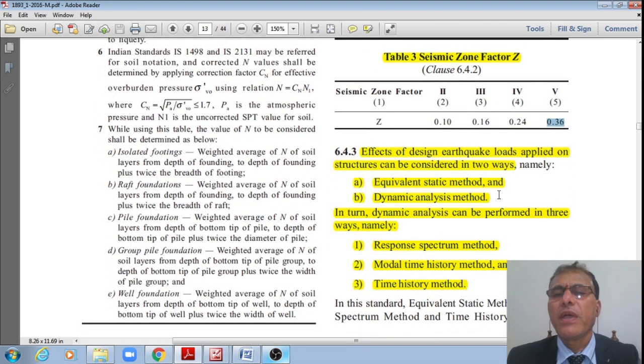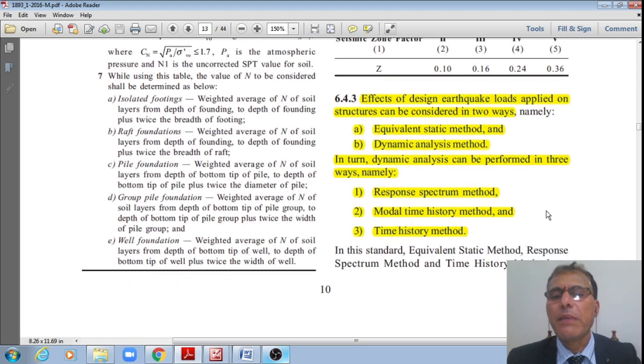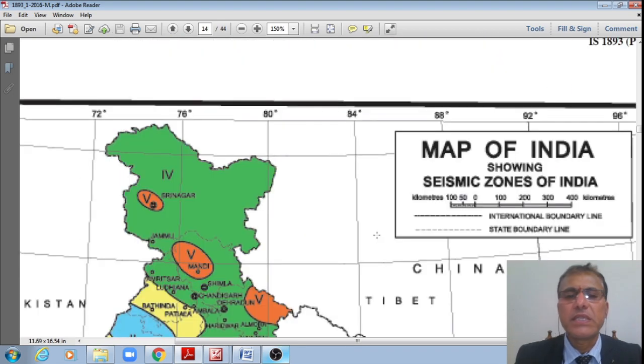And the next one is that the effects of design earthquake loads applied on a structure can be considered in 2 ways. One is either by the equivalent static method or the dynamic analysis method. However, in turn, dynamic analysis can be performed in 3 ways, namely the response spectrum method, the modal time history method, and the third one is the time history method. Now let us see these elaborately, student.